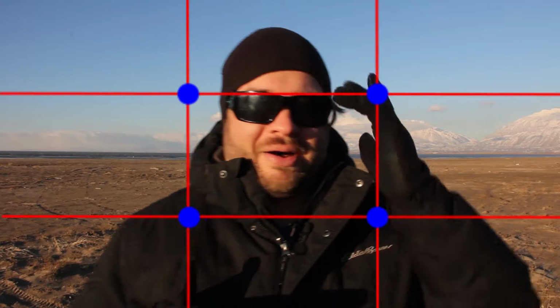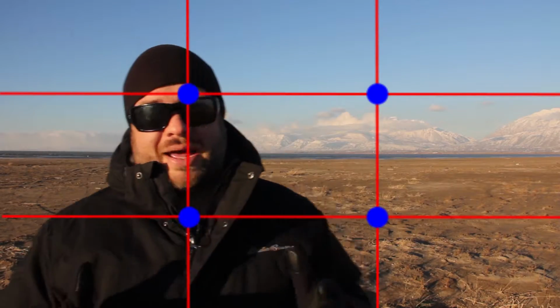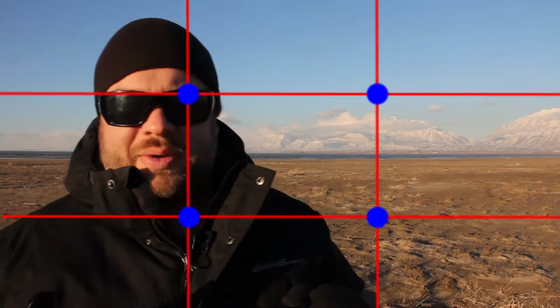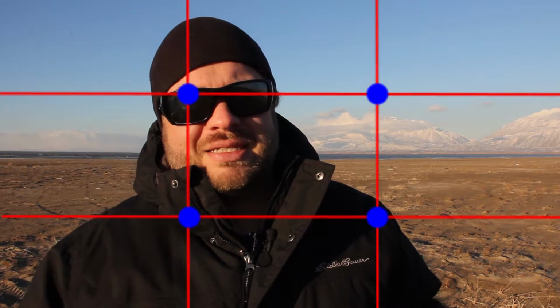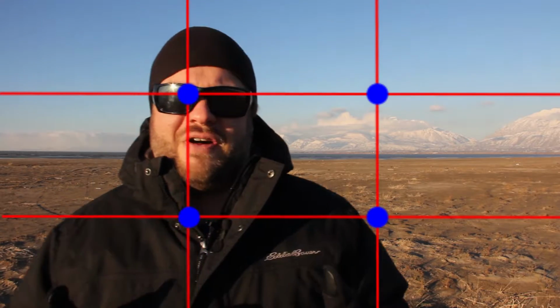Today we're going to be talking about the rule of thirds, okay? Now the rule of thirds is one of those rules where you don't always have to follow it, but for most cases, if you want to have good photographs, you want to follow the rule of thirds, okay?